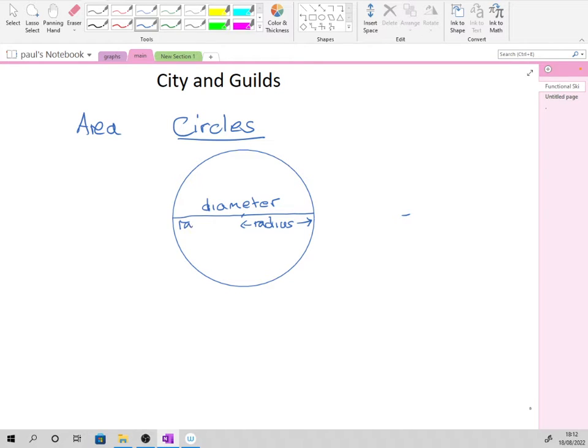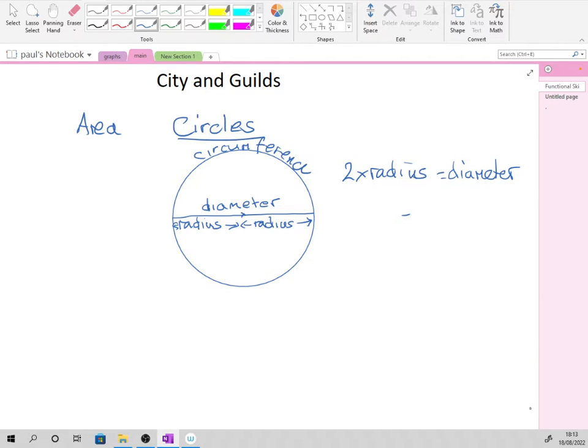Let's do another one over there. Radius goes up to the middle and out to the edge. And 2 times the radius equals the diameter. It's twice as long, isn't it? The diameter goes all the way across. It must go through the middle though. And this bit round the outside is called the circumference.